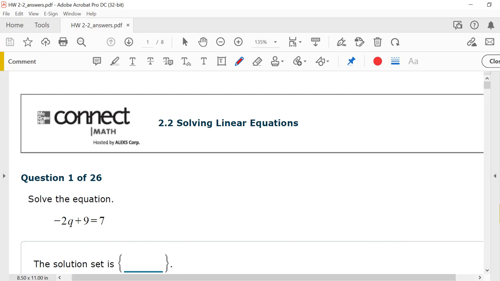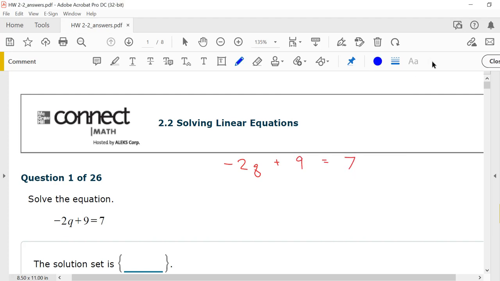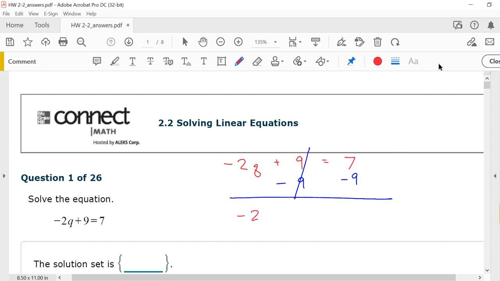I'm going to rewrite my equation, negative 2q plus 9 equals 7. First thing I need to do is get rid of that plus 9. So I'm going to subtract 9 from both sides first. That goes away. I am left with negative 2q equals 7 minus 9 is negative 2.